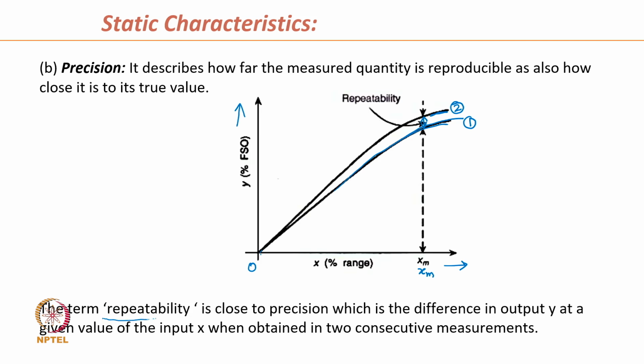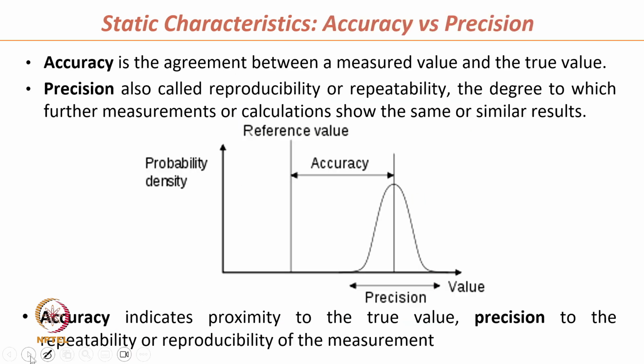This term repeatability is close to precision, which is the difference in output at a given value of input when obtained in two consecutive measurements. Next, we come to the difference between accuracy and precision. What is the difference between an accuracy and a precision?